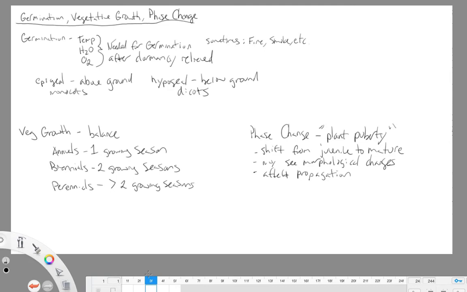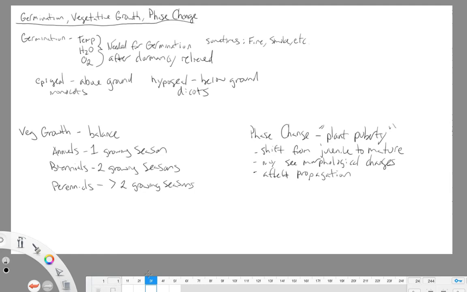Now, for certain plants, sometimes there are additional requirements. And we looked at plants that required fire, such as those pygmy pines, or smoke. But generally, the temperature, water, and oxygen are the big three. And then we also again brought up the different patterns of germination: epigeal, above ground germination, typical of our monocots, and hypogeal, below ground, typical of our dicots.